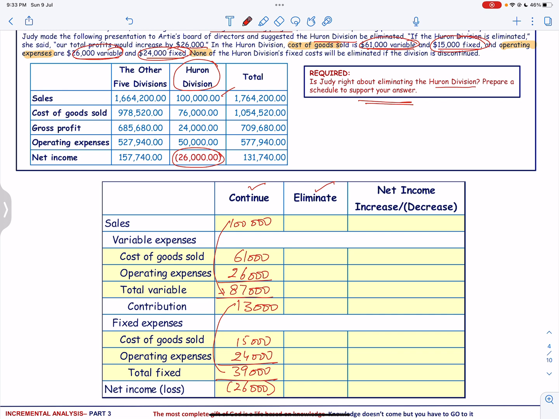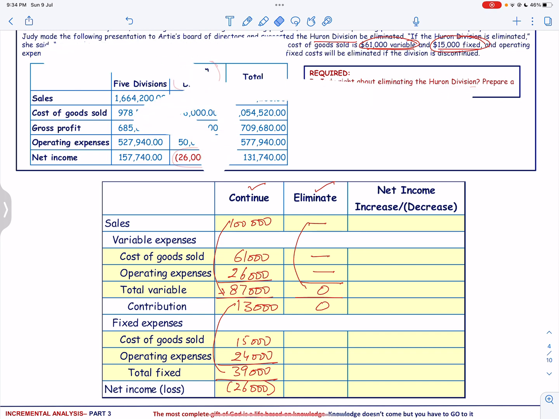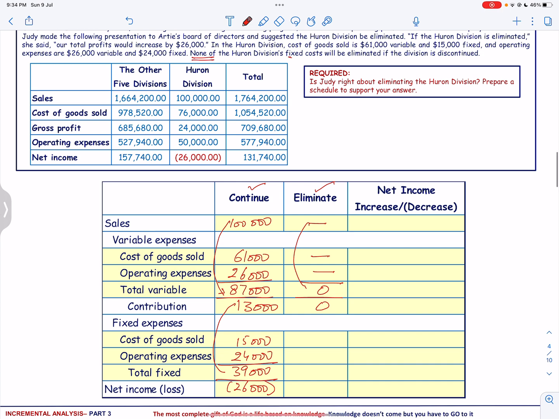Then if we are going to eliminate the Huron division, there will be no sales, there will be no variable expenses of cost of goods sold, there will be no variable expenses of operating expenses, and the total variable expenses will be 0, and the contribution will be sales minus total variable expenses, that is going to be 0 again. The fixed expenses, as you can see over here, none of the Huron division fixed cost will be eliminated. That means there will be fixed expenses for cost of goods sold, still there, of 15,000, and the fixed expenses for operating expenses will be 24,000. So that makes 39,000, and the contribution minus fixed cost gives us again a net loss of 39,000.